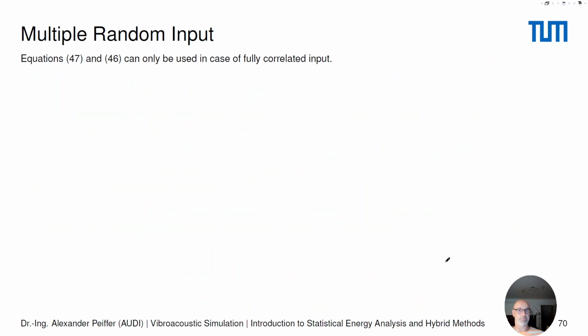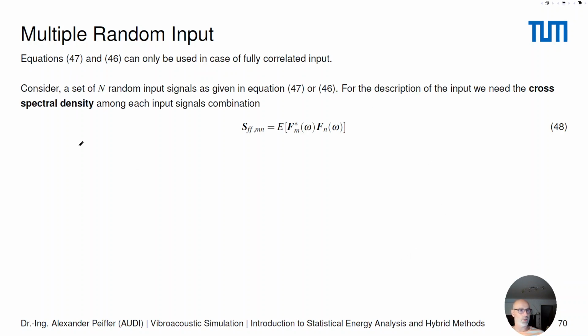Good. However, those equations are useful and definitely needed, but they can only be used if you have a fully correlated input. So what happens if we have a set of n excitation signals that are random with a given cross-spectral density? That means we would have to formulate the relationship among each possible signal combination.